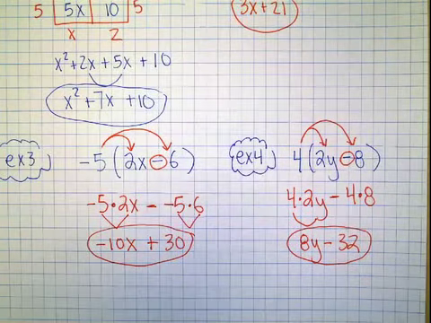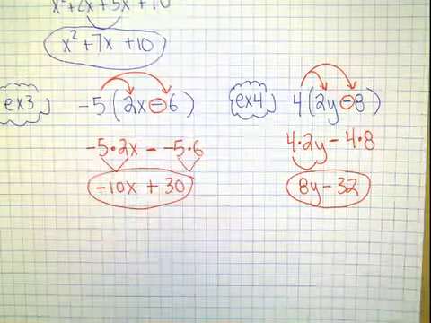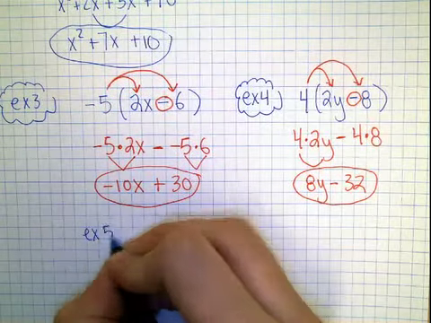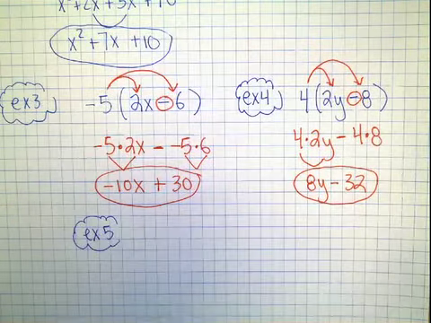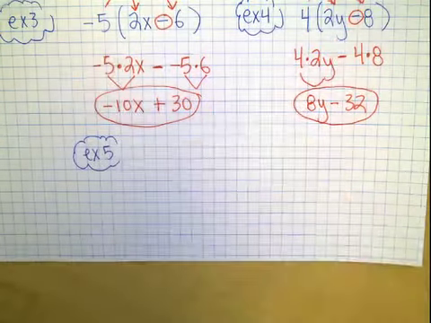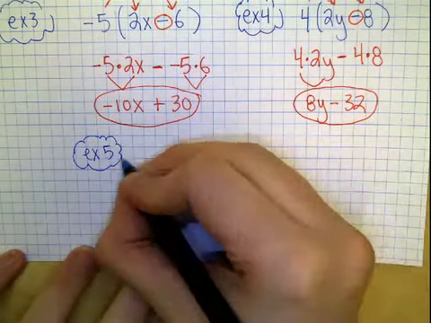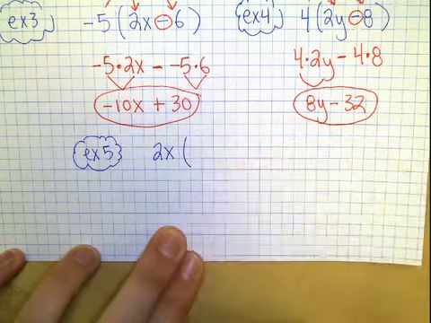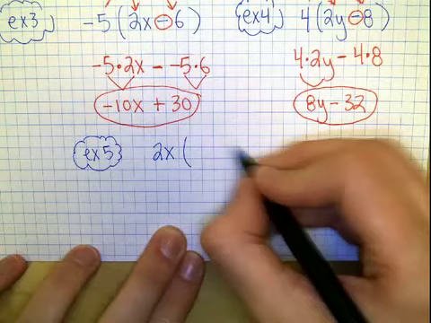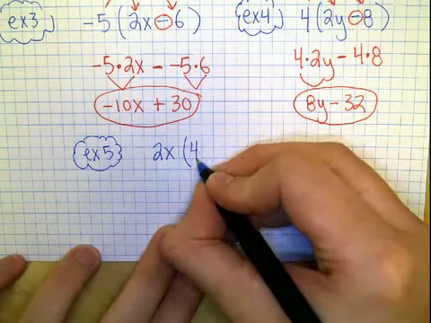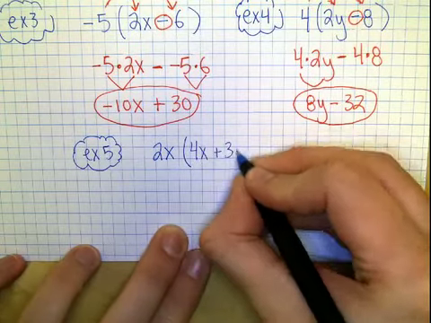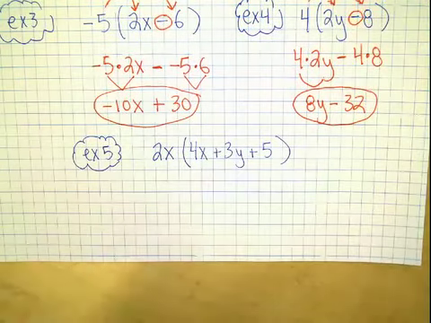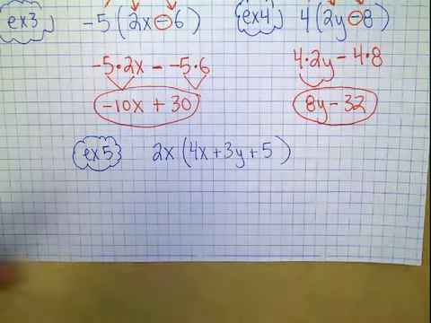If you want to see some harder versions, the only thing I can think of that is important right now to kind of practice would be this last example, example 5. The only thing I can think of to make this one a little more complex would be to say, let's put like 2x on the outside and make a parenthesis, and then how about have like 3 things inside of here, like 4x plus 3y plus 5.